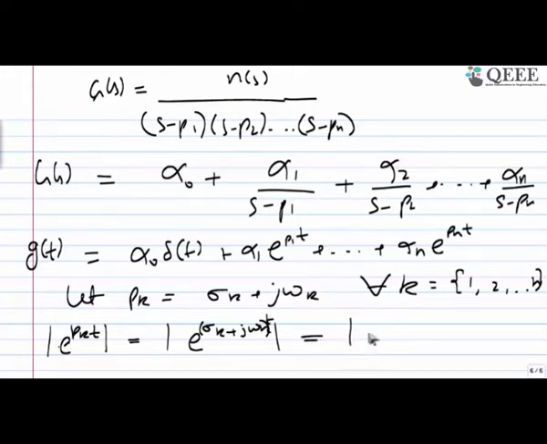I forgot the t. Okay, this I can separate into e to the power sigma k t and e to the power j omega k t. And this part is equal to 1, from the basic properties. So this eventually will give me e to the power sigma k t. And now see the mod of this g of t.